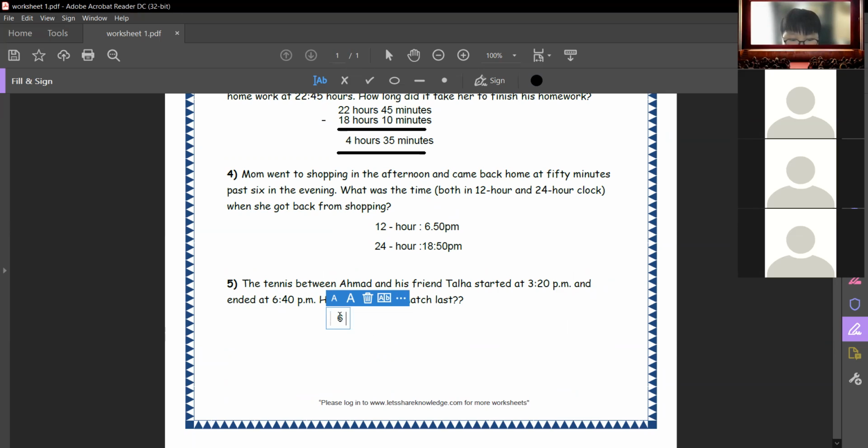20 minutes because it ended at 6:40 p.m., right? But started at 3:20 p.m., correct? So how long? 40 minus 20 is 20. 6 minus 3 is 3. So 3 hours and 20 minutes. Very good. 3 hours, 20 minutes.